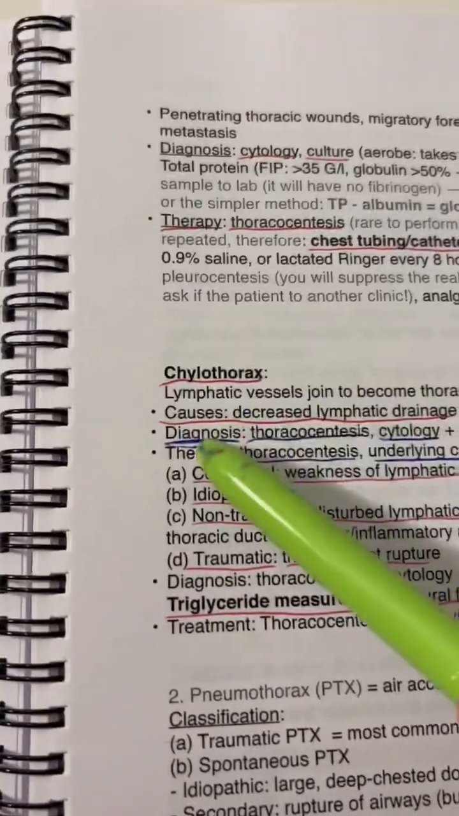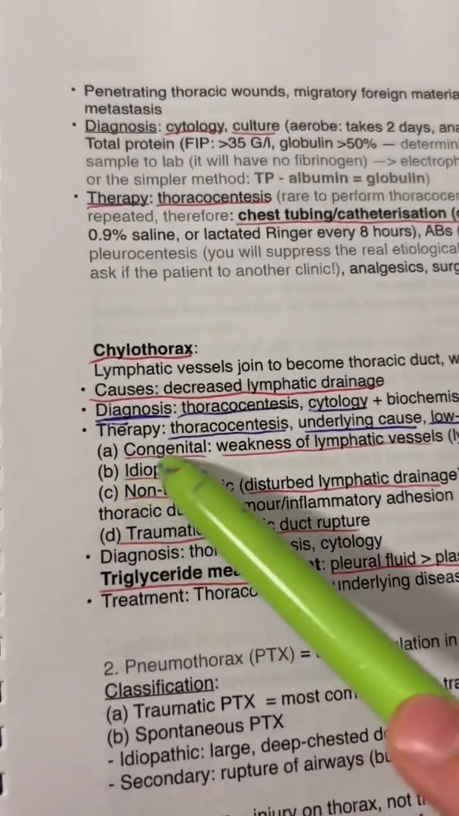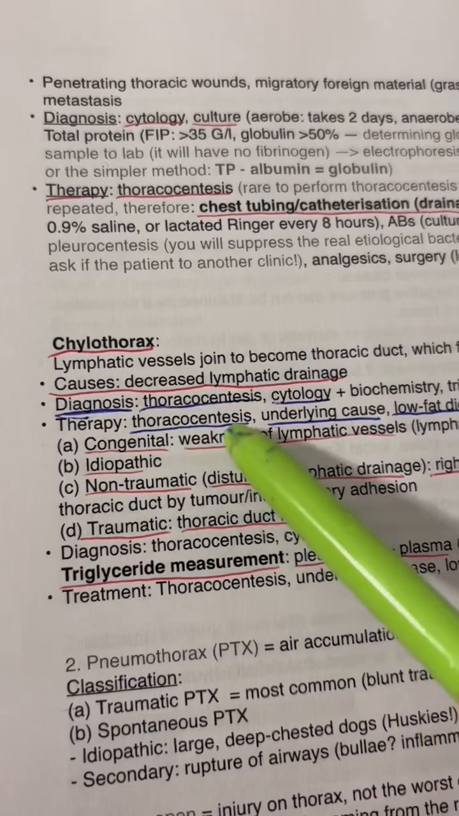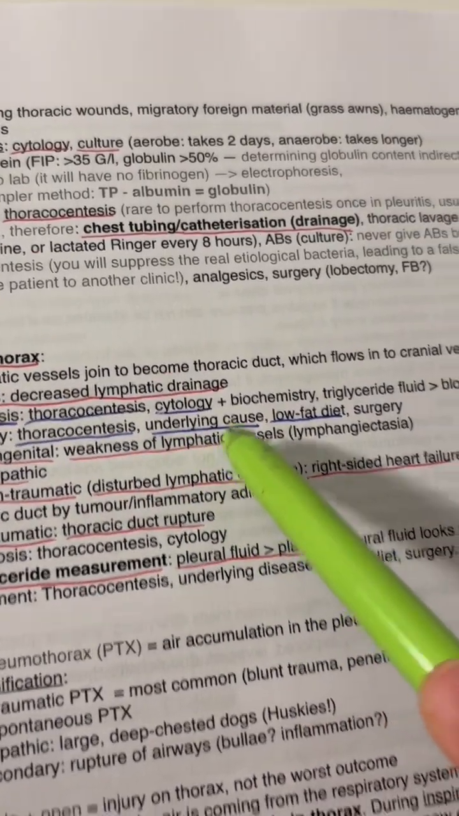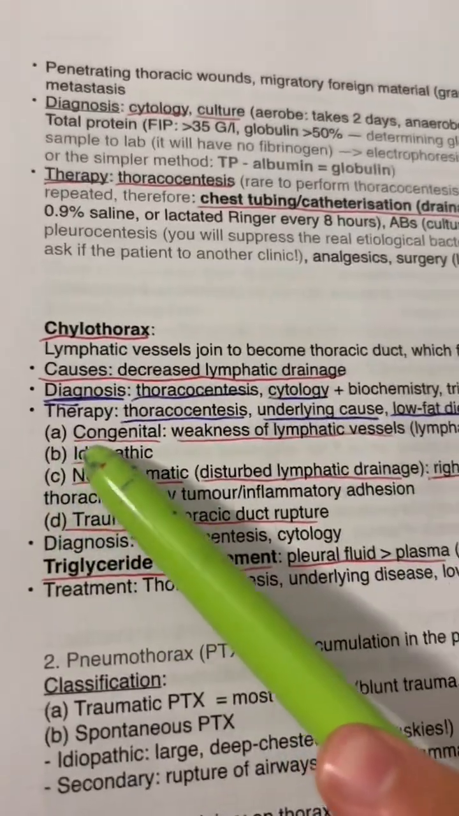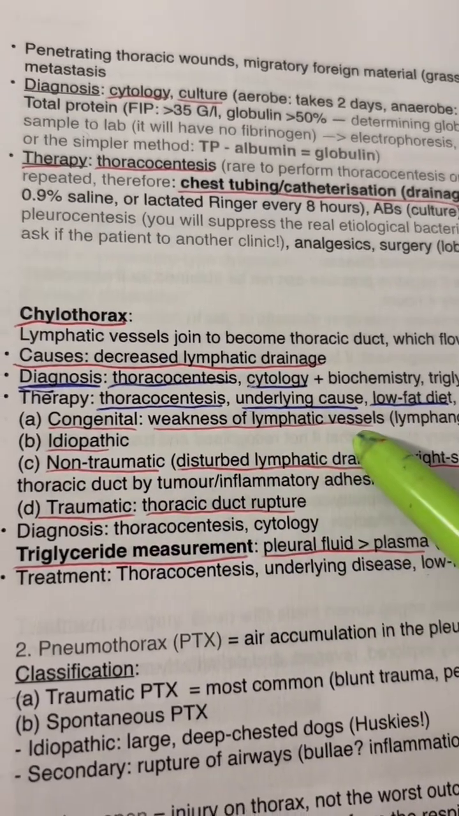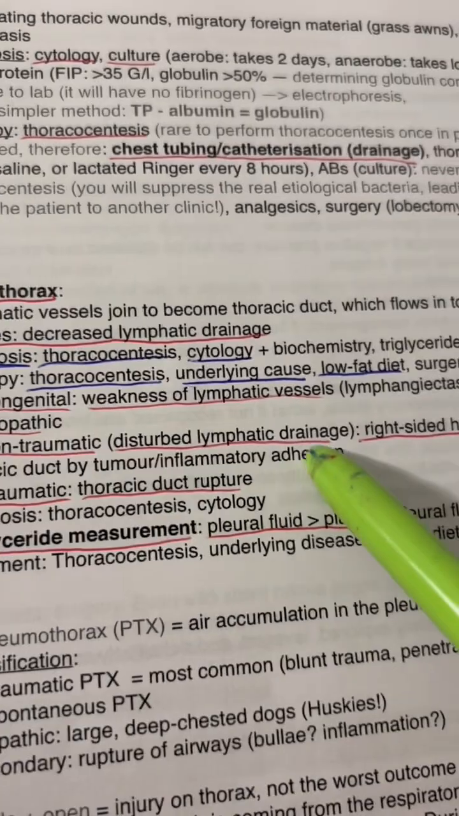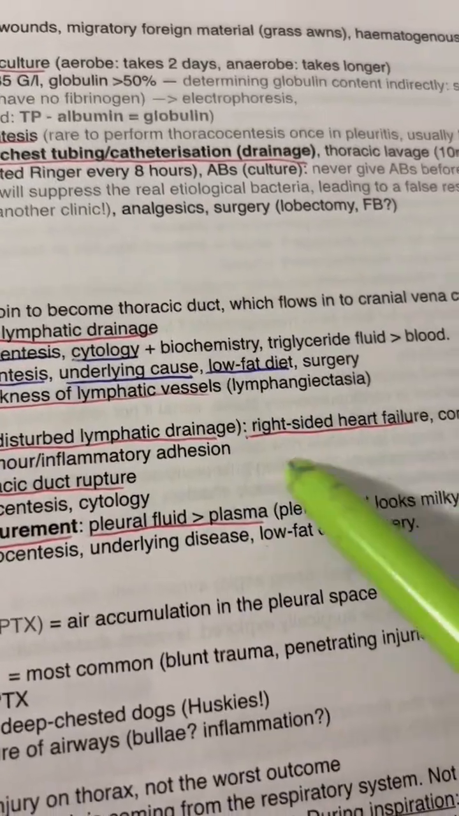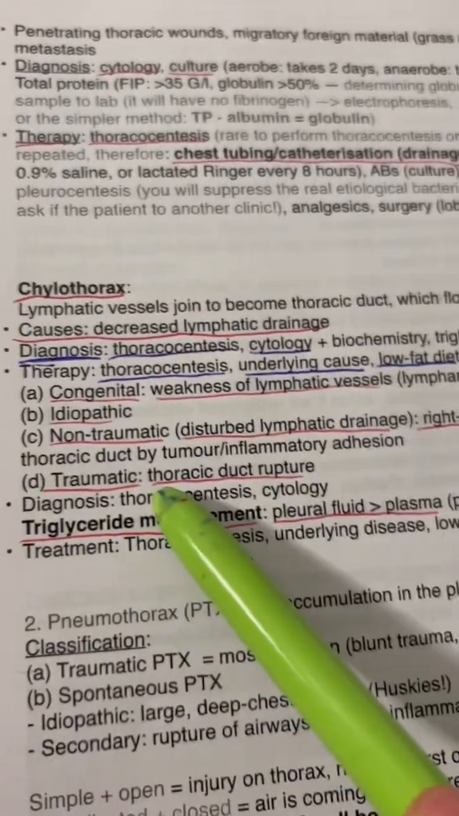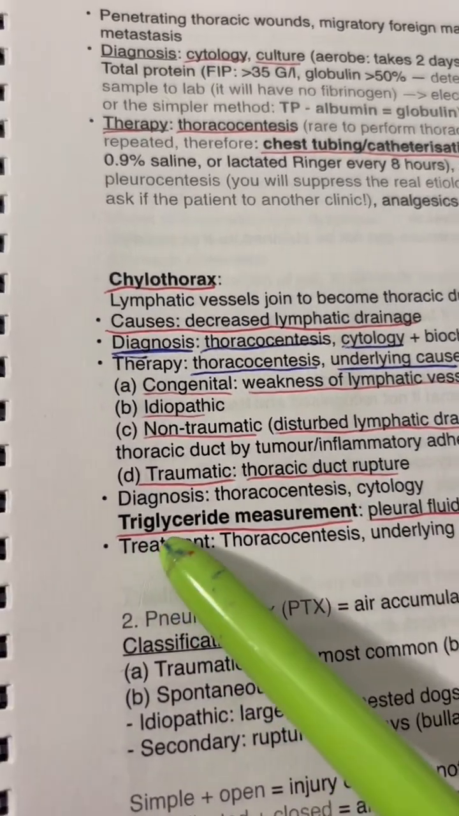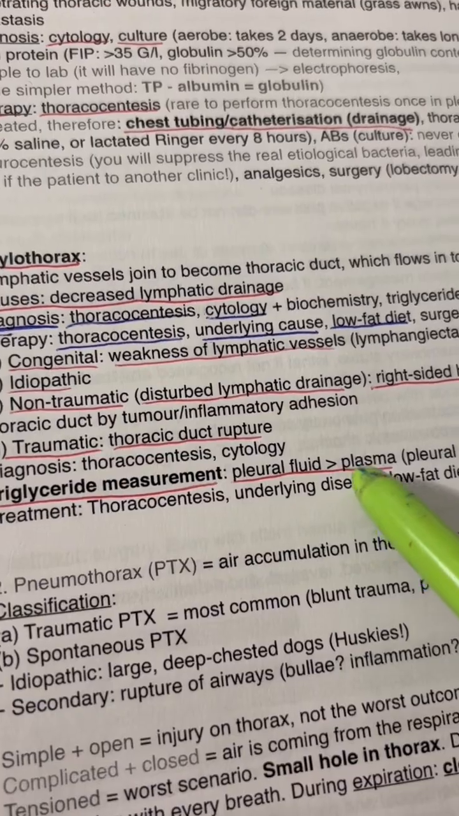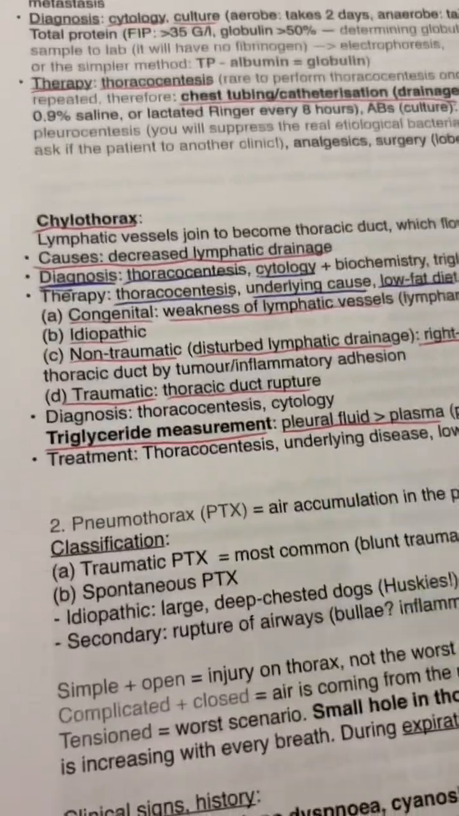In chylothorax, it's caused by decreased lymphatic drainage. The diagnosis is thoracocentesis and cytology. The therapy is thoracocentesis and fixing the underlying cause, like a low-fat diet. It can be congenital, like weakness in the lymphatic vessels, idiopathic, non-traumatic, so there's disturbed lymphatic drainage, probably caused by right-sided heart failure, or traumatic, like a thoracic duct rupture. And you use triglyceride measurement to see if there's more in the pleural fluid than plasma. And the treatment is thoracocentesis.